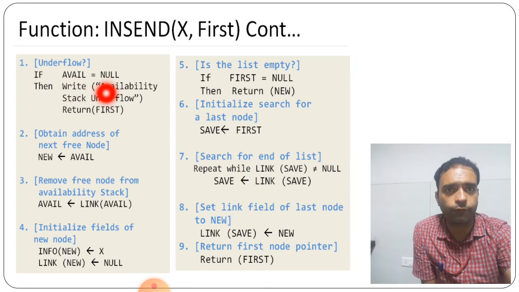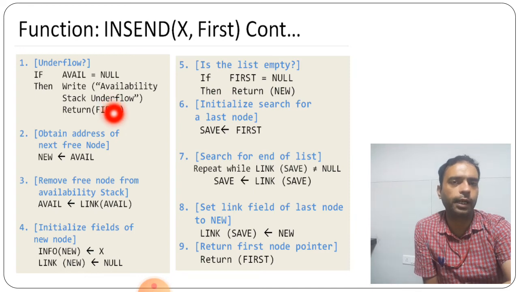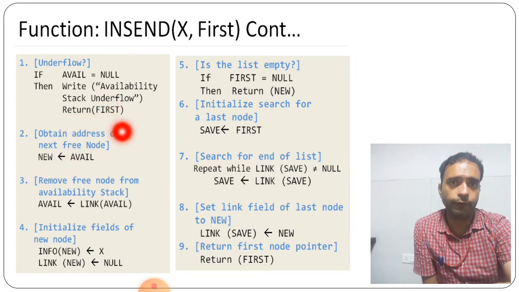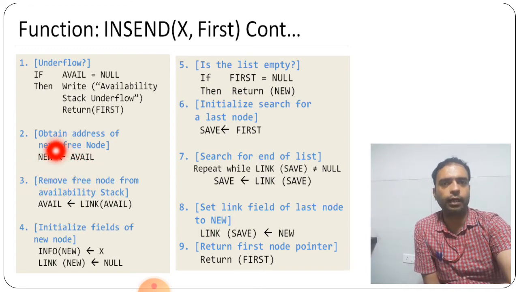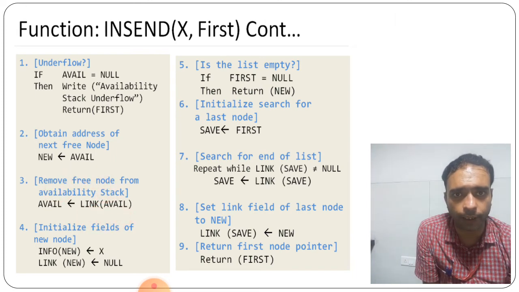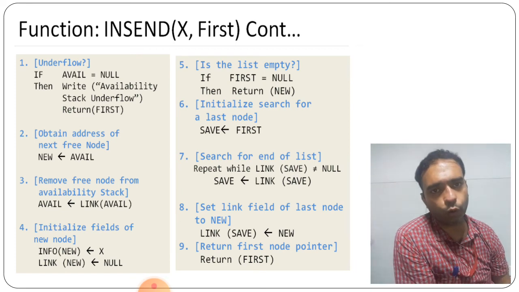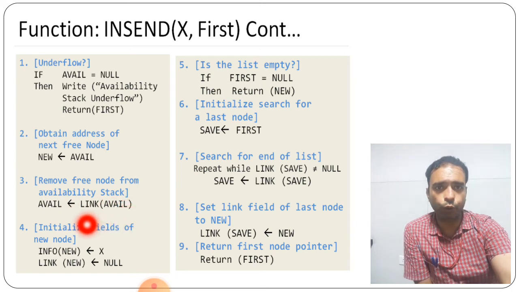Now here we have to check first of all whether it is null or not. If it is null, then we have to just write the error message that it is underflow, and finally we have to return the first. Now if it is not, then we have to go towards the second. Then avail part is given to the new, that is a free part that is going to be inserted with the new element. Then after that link avail will be given there with this avail part, and then it will go towards the next one. After that initialize the fields. Now the new part will be given with x, and this null part will be given with this new.